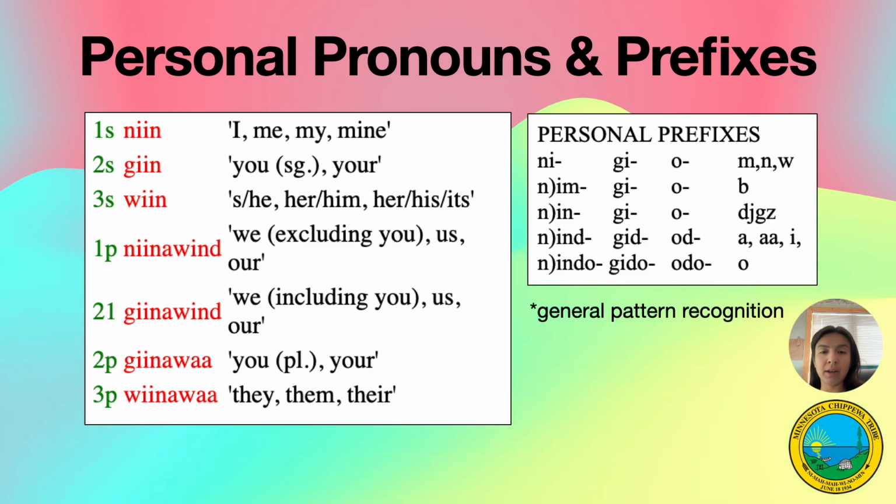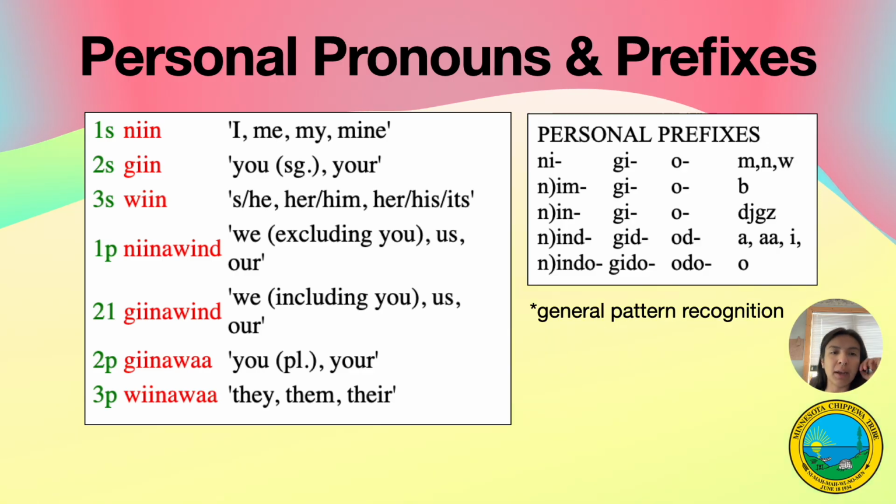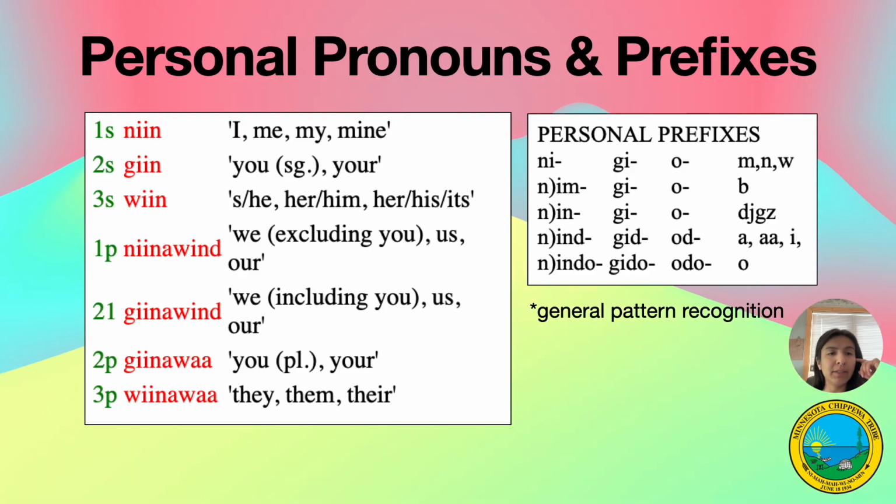The general bit I would love for you to go home with today is that you are starting to understand general pattern recognition, which is going to help you for your different verb forms going forward, and learn all the patterns of conjugation. So first person, singular, that is the one S, is neen, which means I, me, mine. Second person, singular, which is you or your, is geen. Third person, singular, is ween, she, he, him, her, his, hers, its.